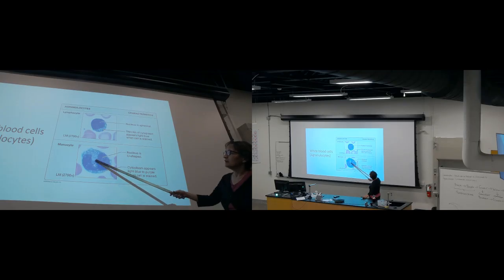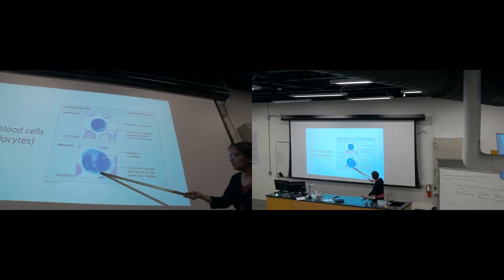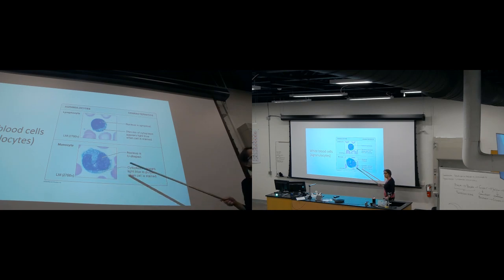And then the monocyte, the second agranulocyte, has a U-shaped nucleus, and it's the largest white blood cell there is. The cytoplasm looks pale blue or purple when stained. This one is called a monocyte when it's inside the blood vessels, but when it's exiting the blood vessels, it's going to be called a macrophage.